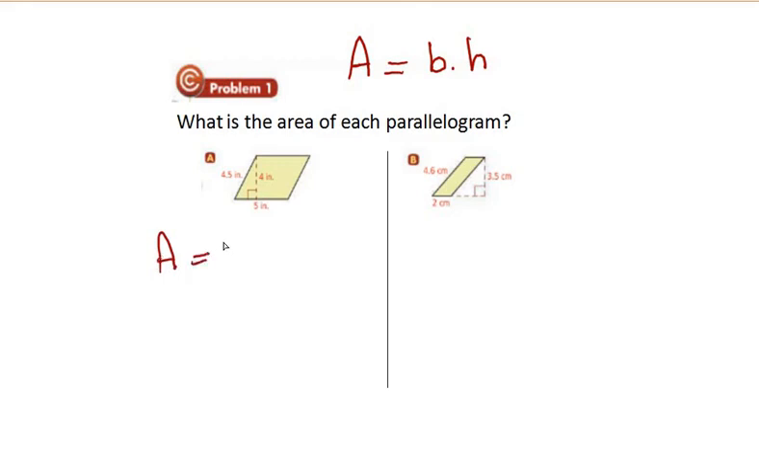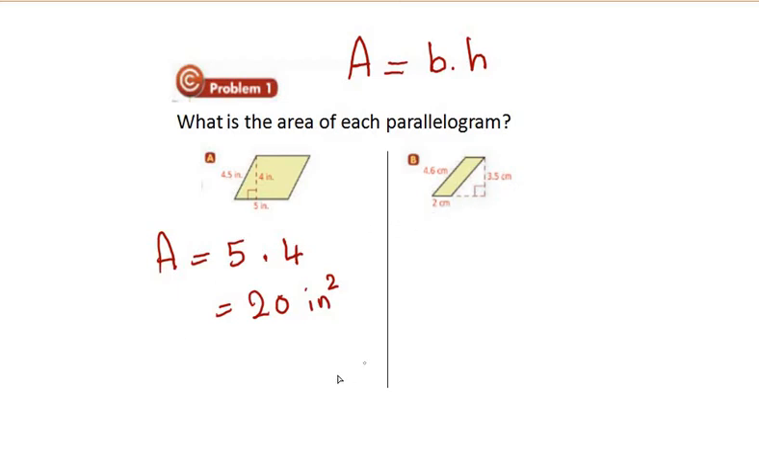Here the area is the base times the height on that base. If I choose this base, the 4.5 inch, the height on this base is not given, so it will be hard to determine it. But if I choose this base, the 5-inch base, I have the height on this base, which is 4. Then the area of this parallelogram is equal to 20 inches squared. So always the area is measured in squared units, according to the unit of the length you have.